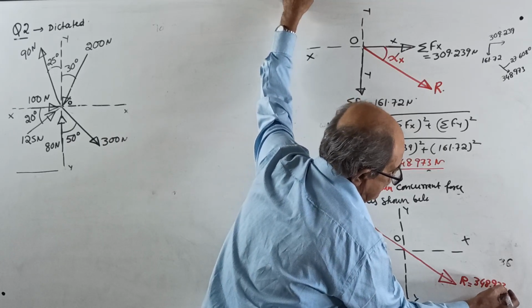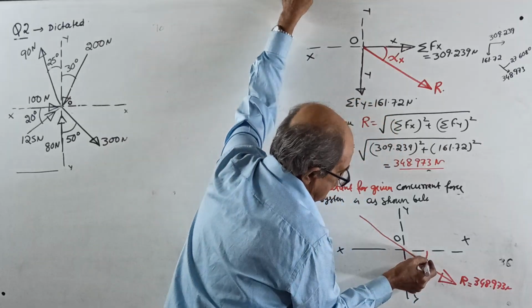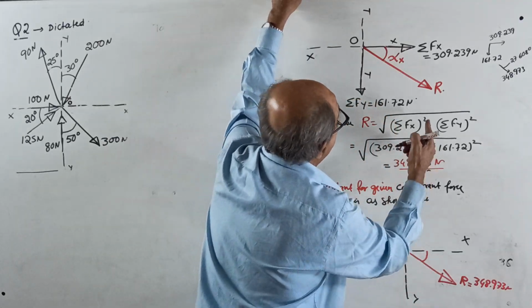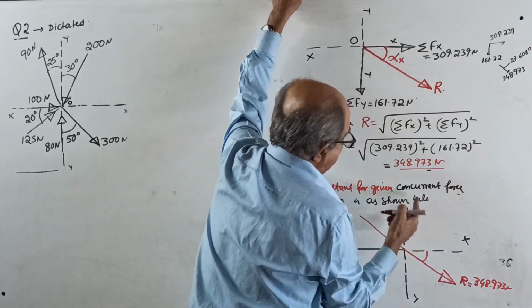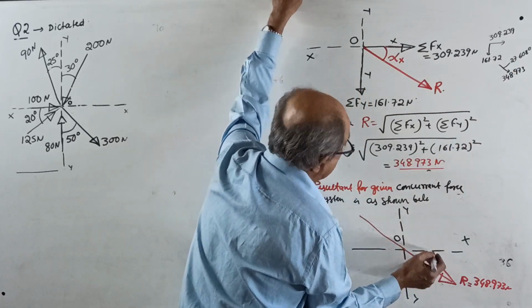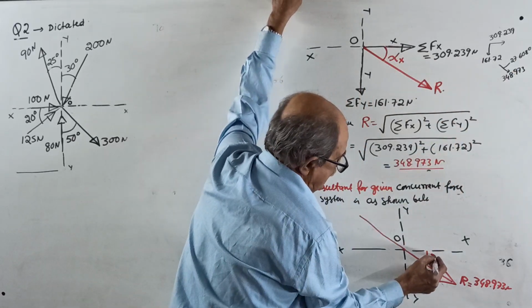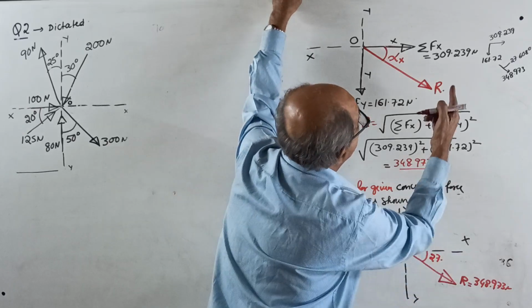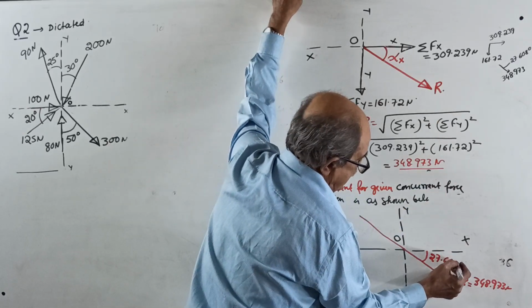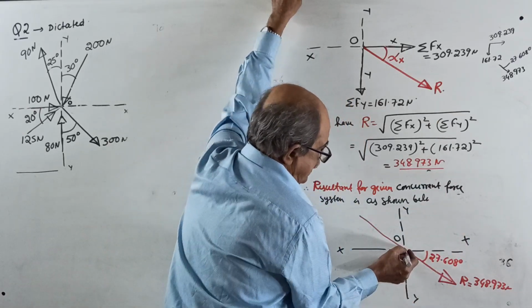348.973 Newton. This angle is, where is it? 27.608. I wrote it wrong, but I know the answer. See, the answer is there. I already noted the answer: 27.608 degrees. You can write a note here.